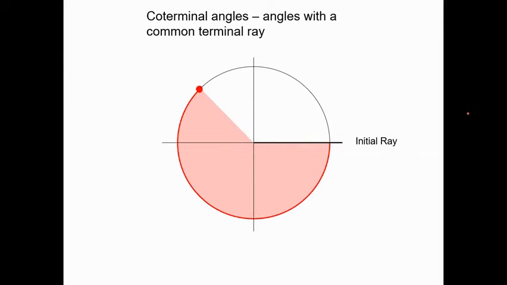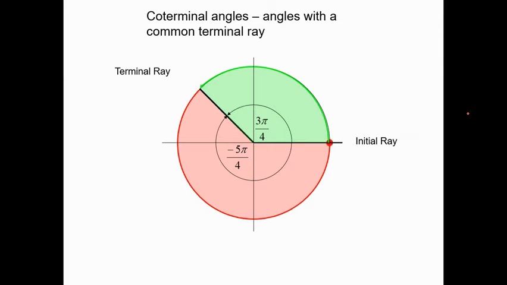Coterminal angles. These are angles with a common terminal ray. Notice there's our terminal ray in quadrant 2. If you've gone clockwise, then it's considered negative 5 pi over 4. And this is radian measure, which we'll get into in a little while. If we move counterclockwise to the same terminal ray, then the measure is 3 pi over 4. And so these are coterminal angles.